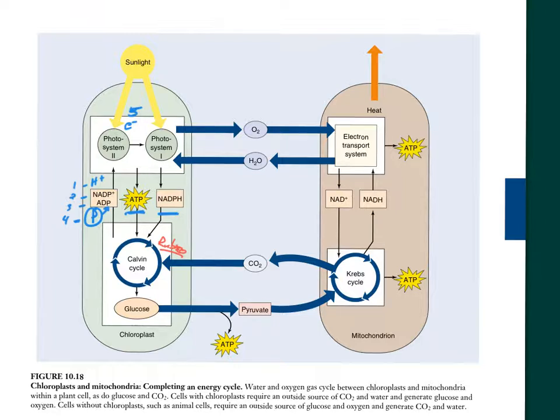But of course you lose CO2, right? Because you have to open the stoma to let the CO2 in. And as soon as you do that, you equilibrate. Movement goes in both directions. So you lose water, you lose some CO2 in the plant. So you have to gain it back again.